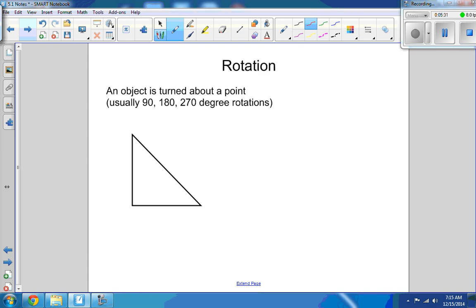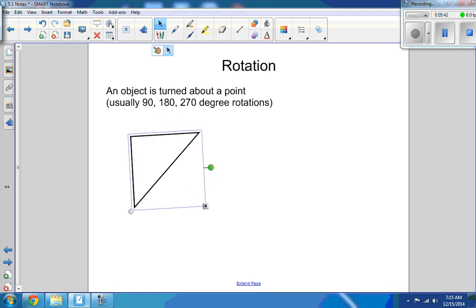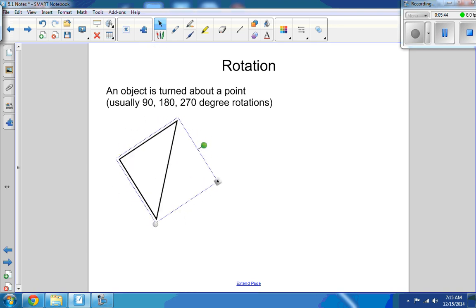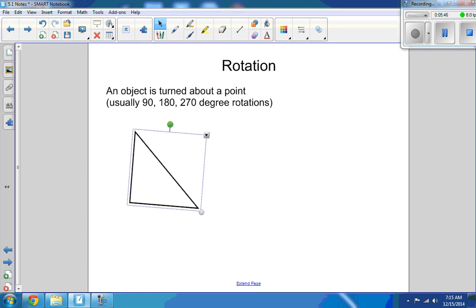Let's look at rotation. Rotation is an object that's turned about a point. Usually we do 90, 180, 270 degrees, but we can do other measurements. So all we're doing is rotating the image. That's a rotation.